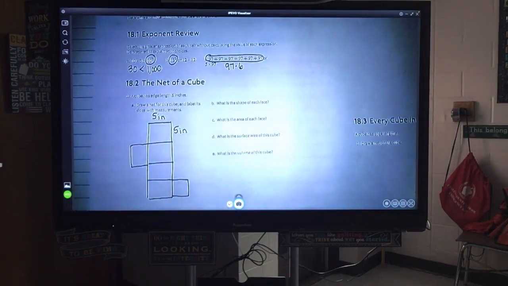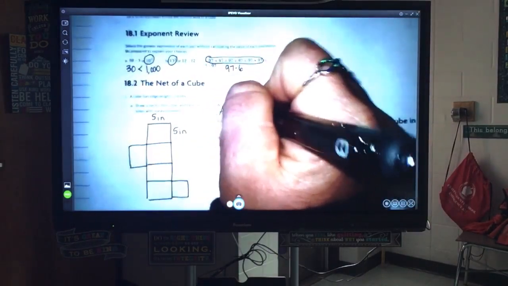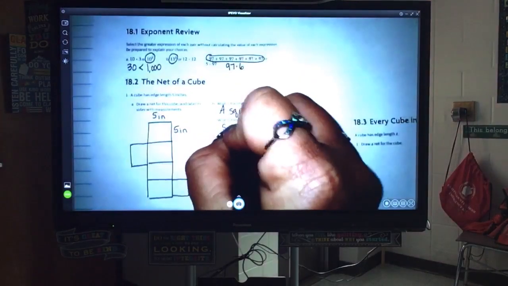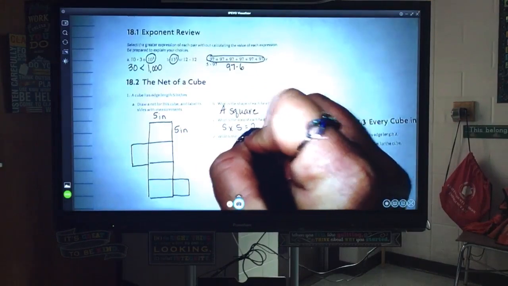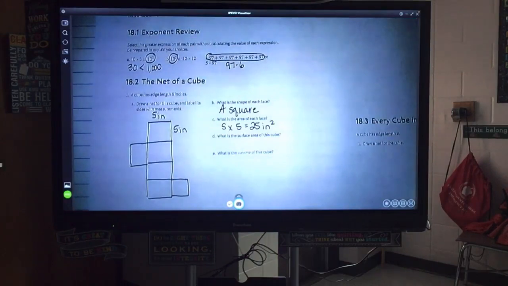Alright, so B says, what is the shape of each face? It's supposed to be the shape of each one of these faces. Bless you. Thank you. Cooper. Square. A square. Alright, what is the area of each face? Since we know what the shape is, what do we multiply to find the area? Joseph? 5 times 5. Which will give me what? 25. Inches squared.